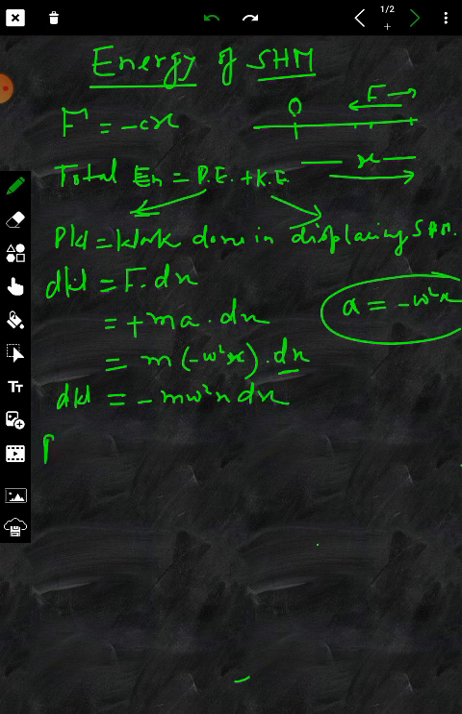Then what will be the total amount of work, which will be equal to the potential energy stored? This will be equal to the total amount of work done, which can be calculated by integrating all such small amounts of work done from some initial value to displacement x. So this is equal to the integration from 0 to x of m omega square x dx, with a minus sign on the outside.